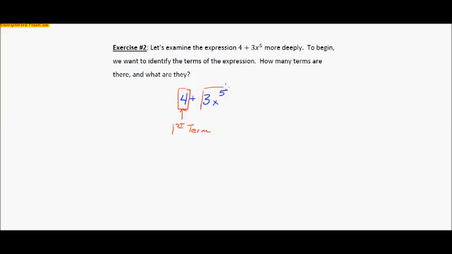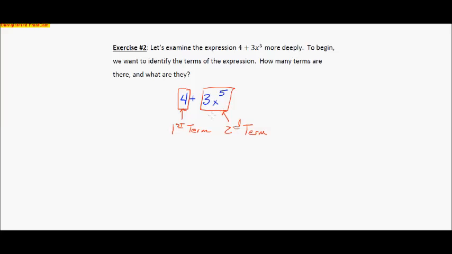And it separates that term. Alright, there's the second term. Notice that I didn't separate the 3 and the x to the 5th into two separate terms because those are being multiplied together. Multiplication does not separate an expression into different terms.